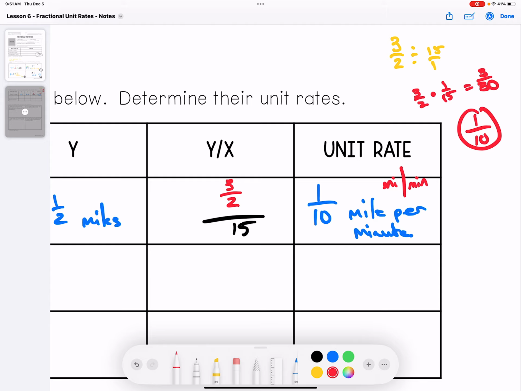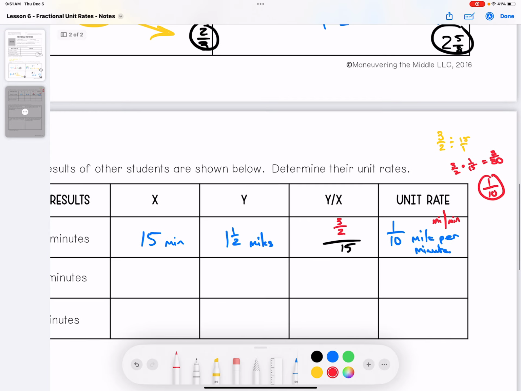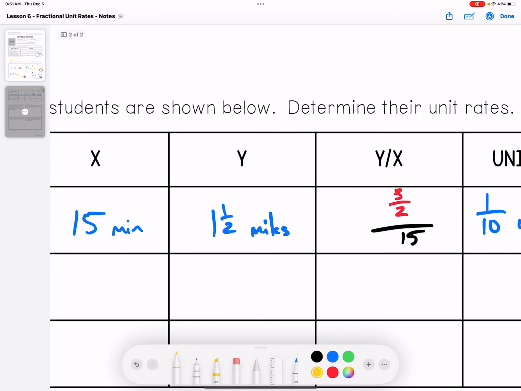That is an abbreviation in red. I don't expect you to know that. So if you just want to write mile per minute, let's just stick to writing miles per minute. All right, just to clarify, where did I get that 3 over 2 over 15 when it was 1 1/2? 1 1/2 is 3 over 2, because it is 1 whole, which is 2 out of 2, plus another 1, which is 3 over 2.